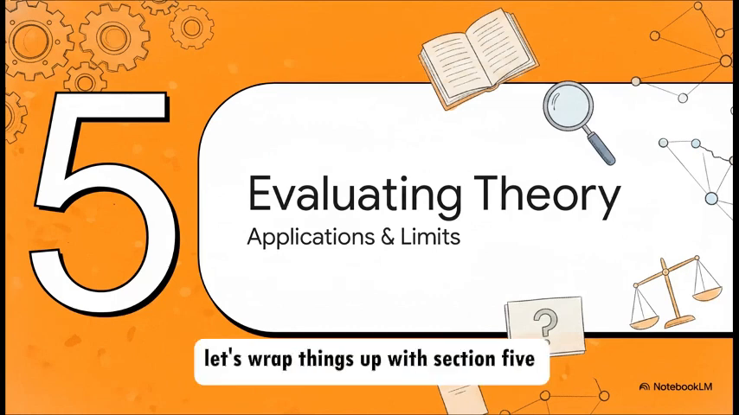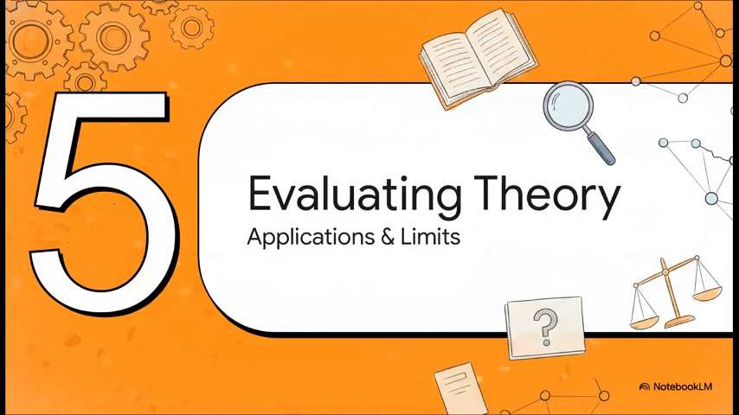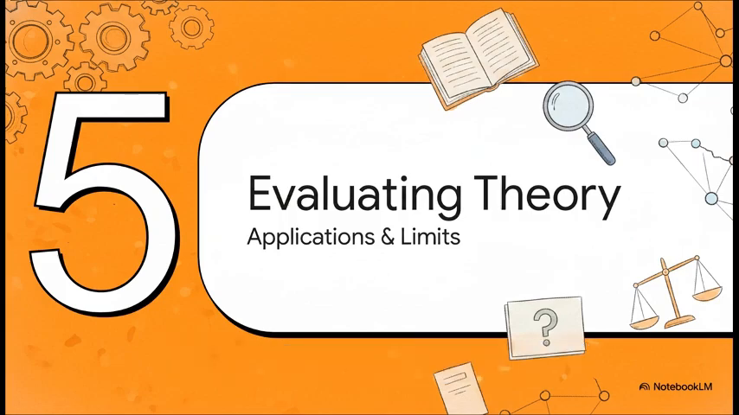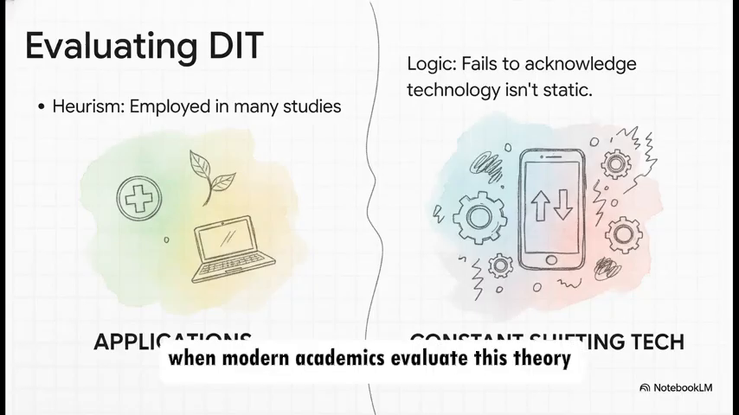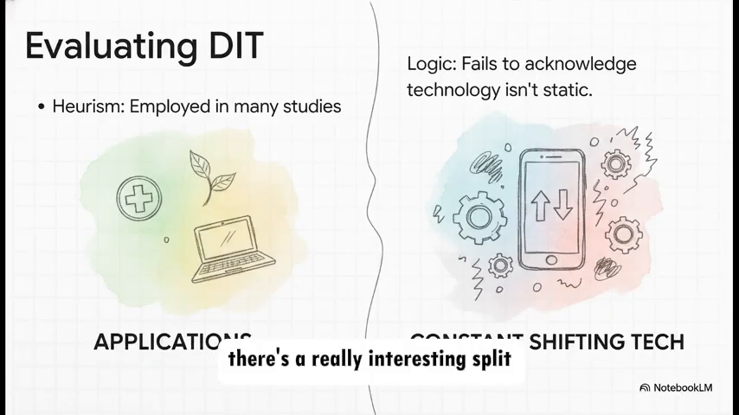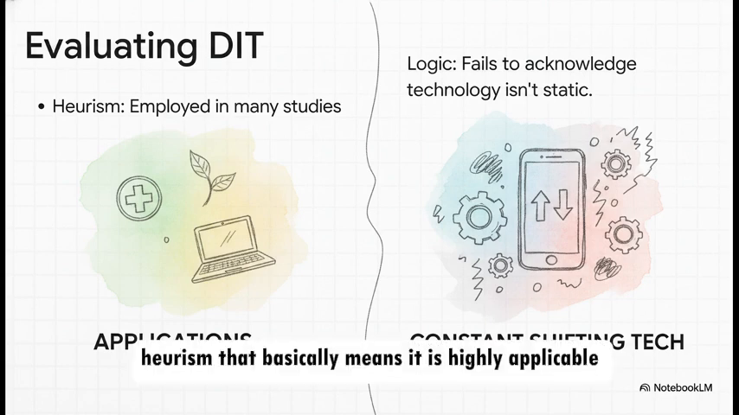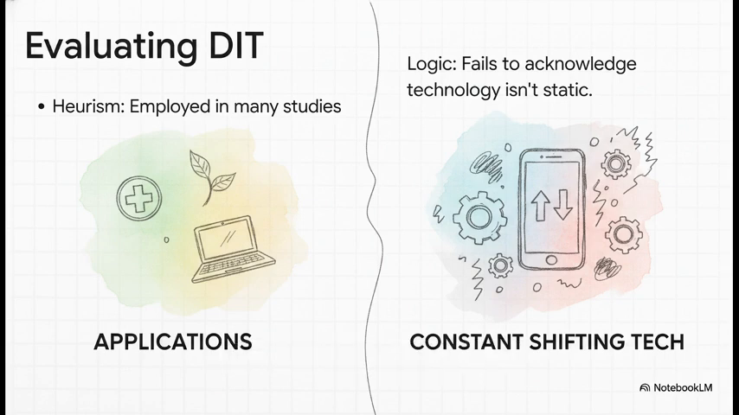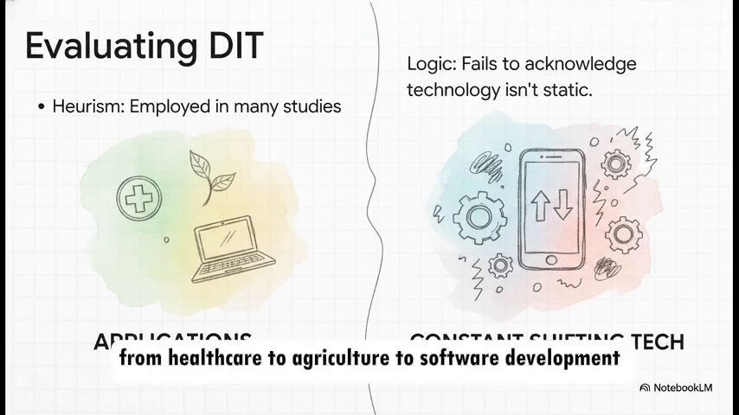And finally, let's wrap things up with section 5, evaluating the theory. How does this classic framework hold up today? When modern academics evaluate this theory, there's a really interesting split. On the plus side, it has incredible heuristic value. That basically means it is highly applicable. It's used as a foundational tool across countless research topics, from healthcare to agriculture to software development.